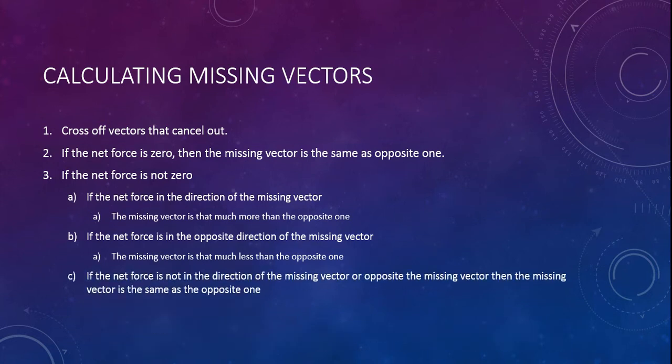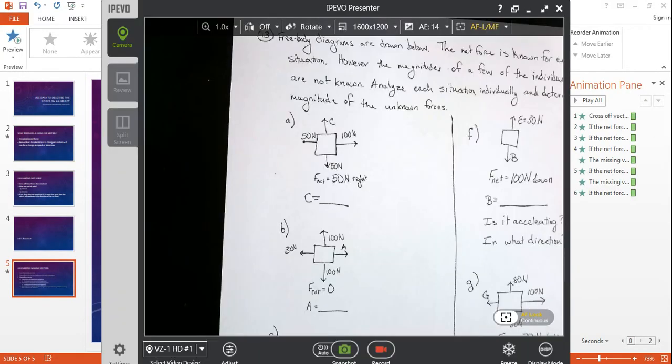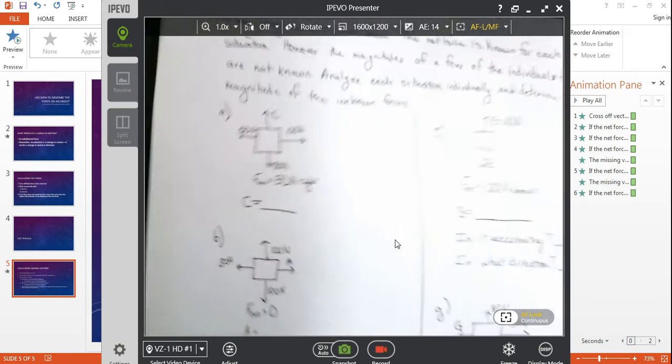And if the net force is not in the direction of the missing vector or opposite of the missing vector, the missing vector is going to be the same as the opposite. So let's look at how this actually works in real life. So here we go. Our first one, letter A.